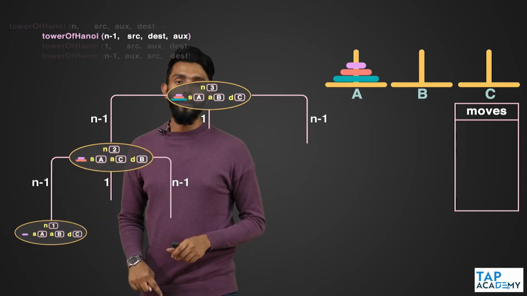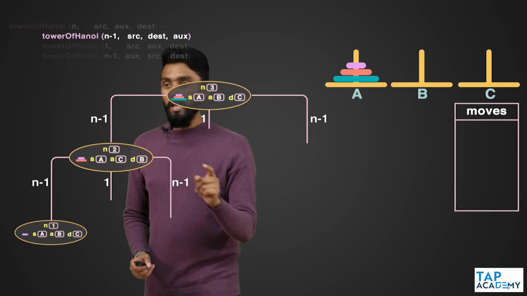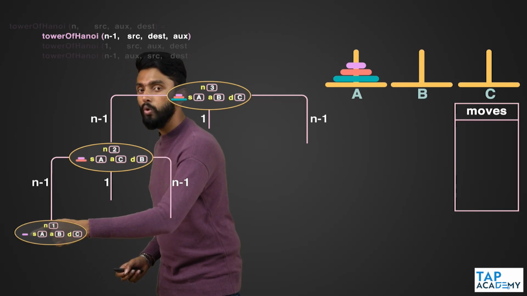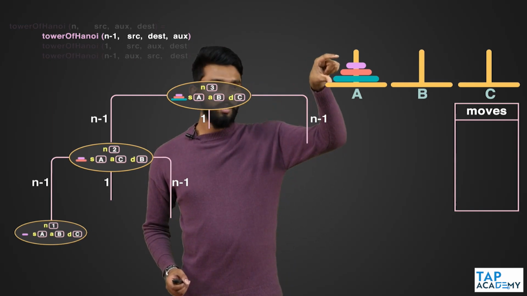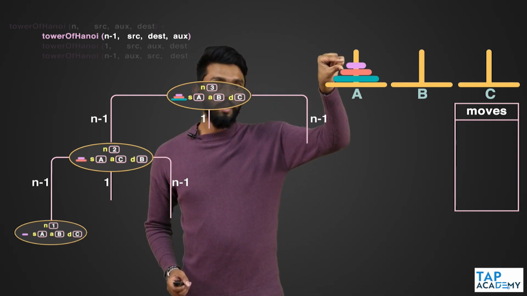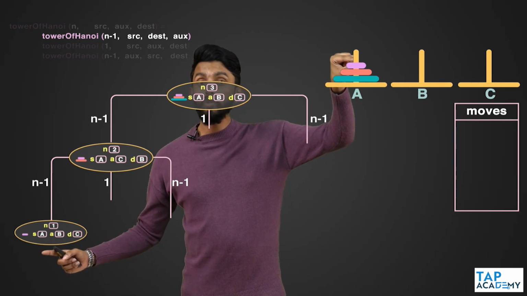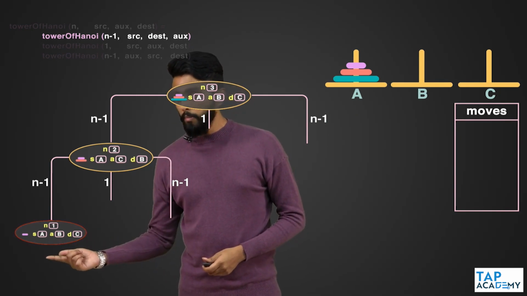A, B, C. Now my friends, you can see n has become 1. If n has become 1, it means you are now working with only one disk. Ultimately it was 3 disks, then you made it 2 disks, then you made it 1 disk. Now it's 1 disk, you can move. And where should you move it from? Source to destination. What is source? A. From A to C you have to move.